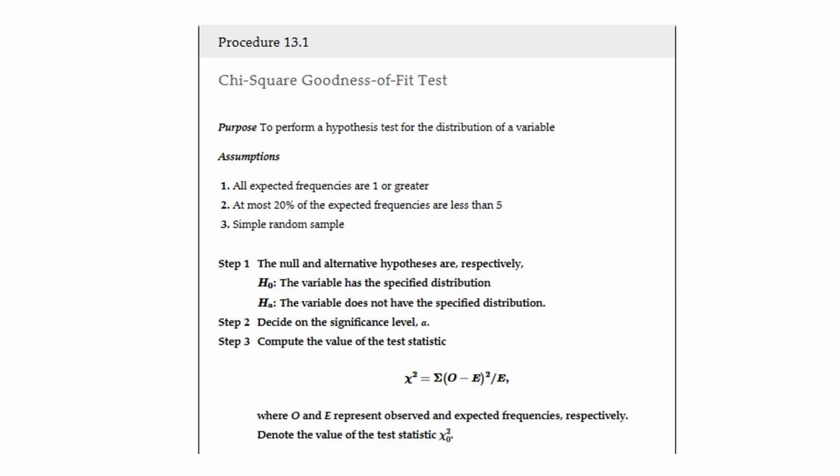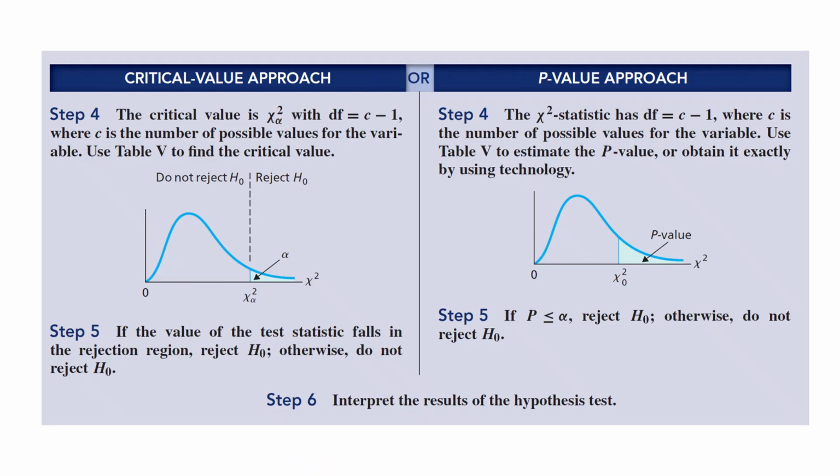The null hypothesis: the variable has the specified distribution, and HA is the variable does not have the specified distribution. And this is the test statistic down here. Now, when we want to make a decision, we can employ our critical value approach and our p-value approach, just like we did in the past. But things are going to change a little bit here, particularly around your degrees of freedom. So let's check out the critical value approach first.